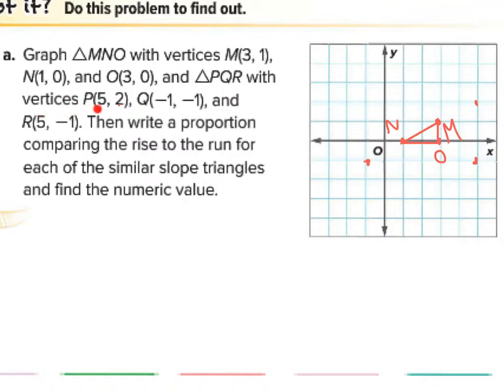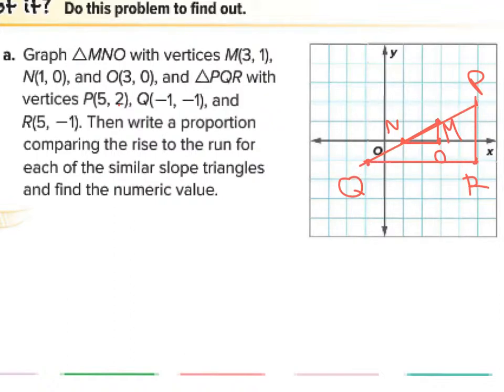You see that we have 5, 2, so we go 5, 2, and that's P, okay? We have Q at -1, -1, okay? Q. And we also have 5 and -1. We go all the way to 5 and -1. And that one is R. Okay? So I'll draw that triangle. And you can see that we are sharing the same hypotenuse with the triangle.